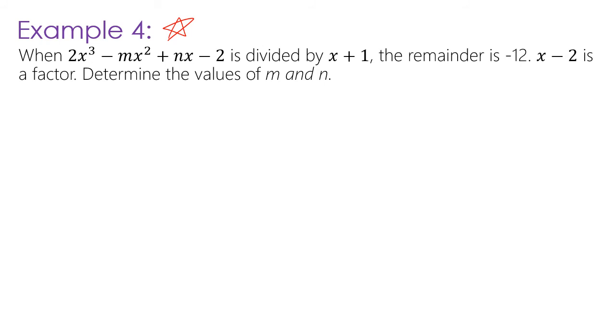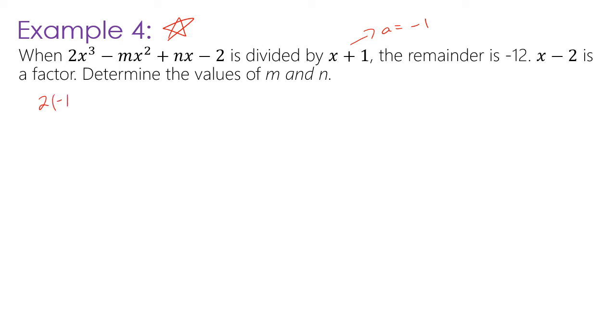Let's start out with the first sentence. So when that's divided by x plus 1, the remainder is negative 12. Well, the remainder theorem tells me if I do f of a, it should equal negative 12. So in this case, what's your a value? If it's x plus 1, that means your a value is negative 1. So I know when I put negative 1 in for all those x's, it's going to equal negative 12.